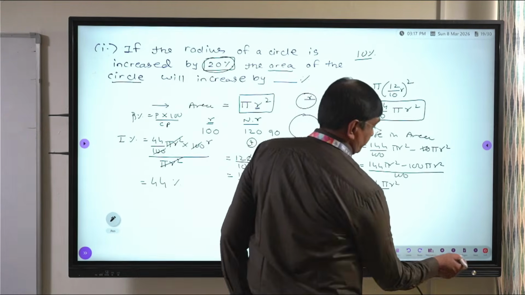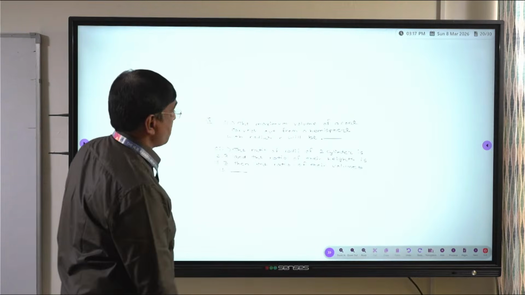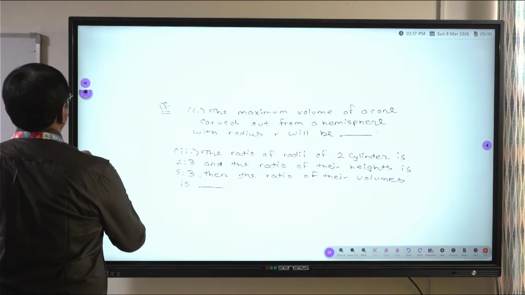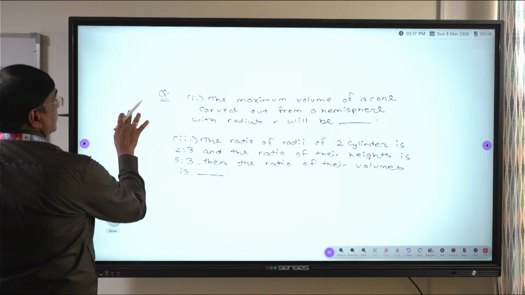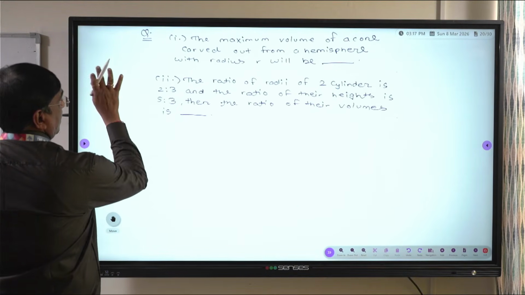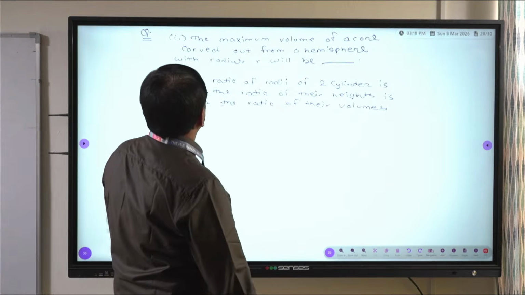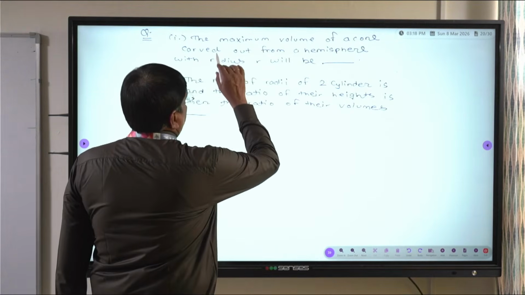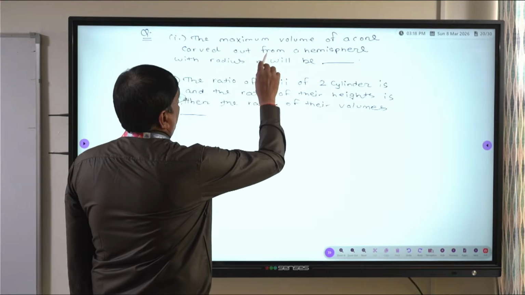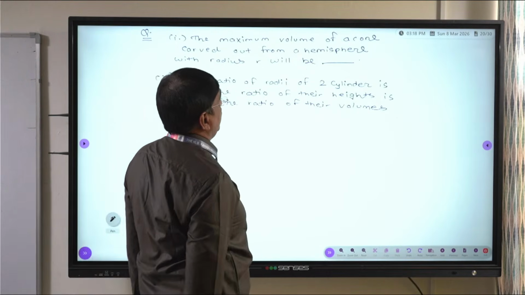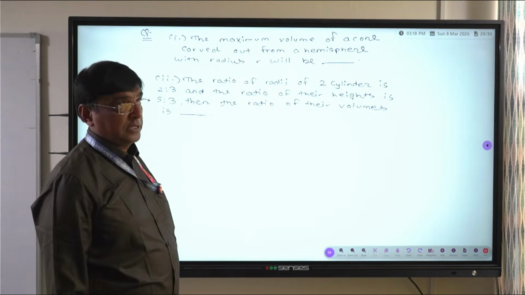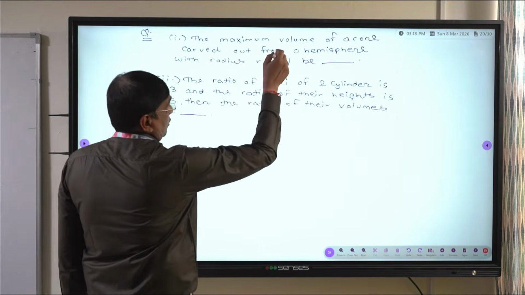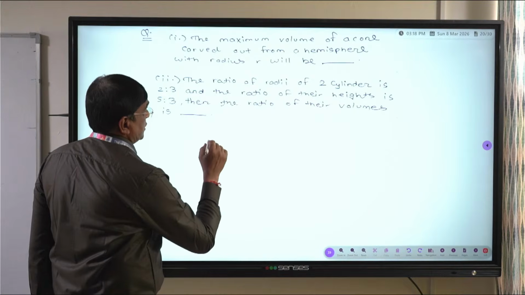Next question. The maximum volume of a cone, chapter again 12, the maximum volume of a cone carved out from a hemisphere with radius r will be dash. Maximum volume of a cone, किसमें से लेना है cone? From hemisphere.